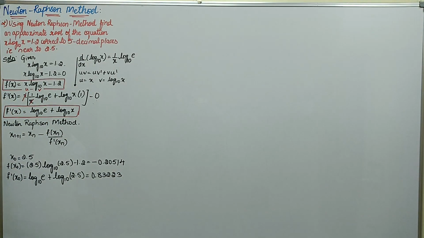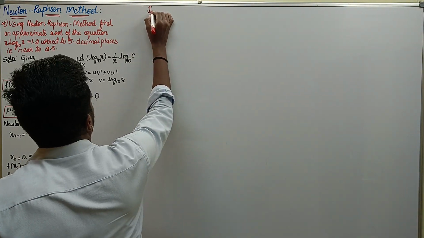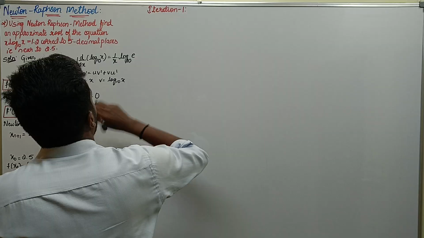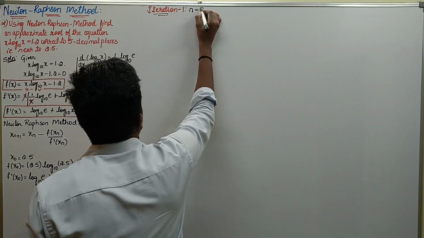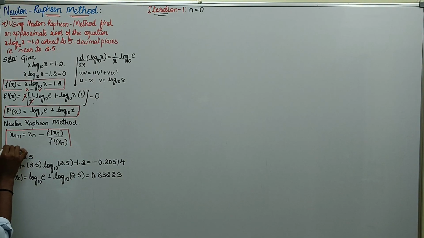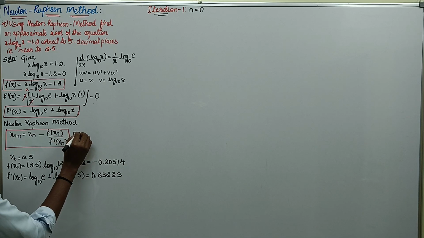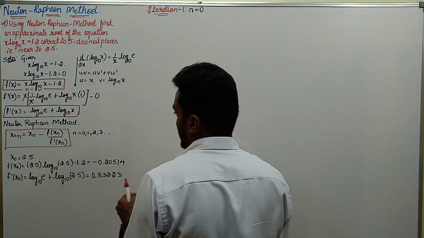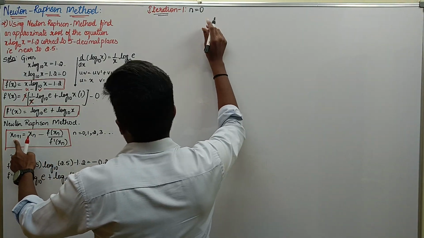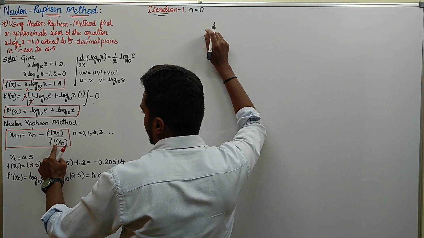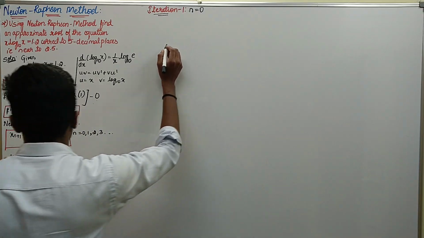Considering these three values, we are going to represent iteration number 1. To represent iteration number 1, n should be equal to 0. I have told that in the Newton-Raphson method, the initial value starts from n equal to 0, then 1, 2, 3, and so on. First let us find the first iteration. N is 0, so x naught plus 1 is x1, equal to x naught minus f of x naught divided by f dash of x naught. So let us represent the initial values.